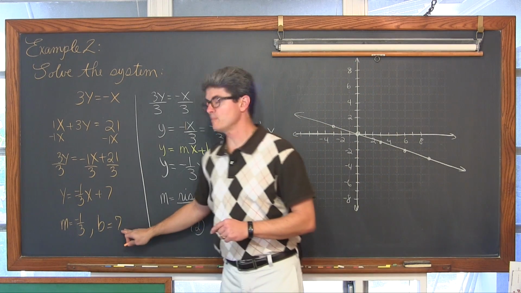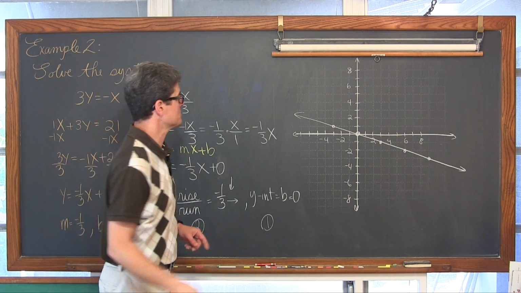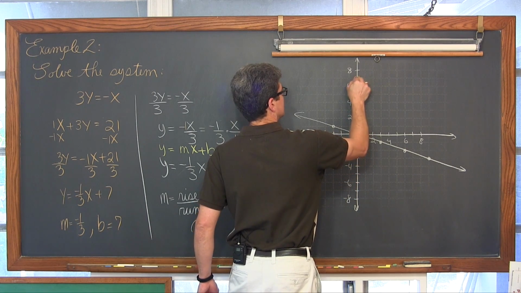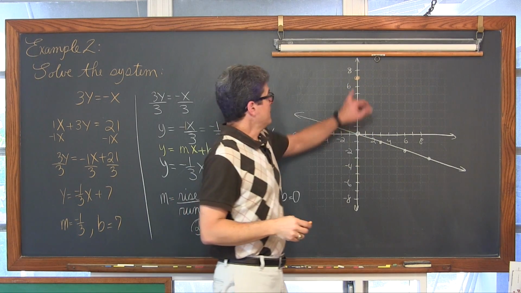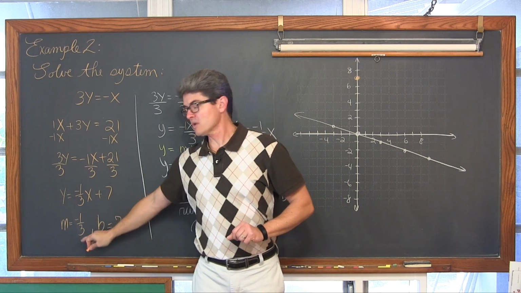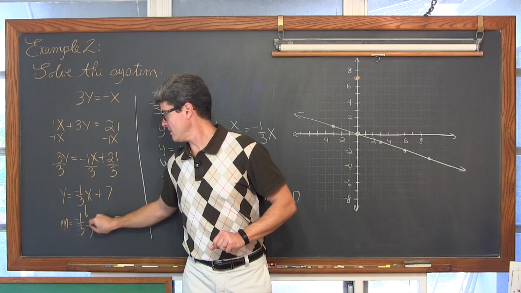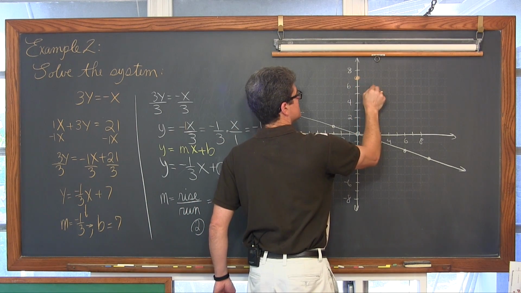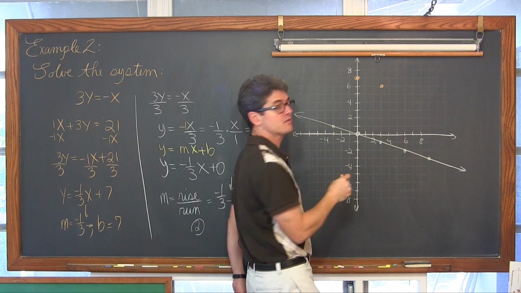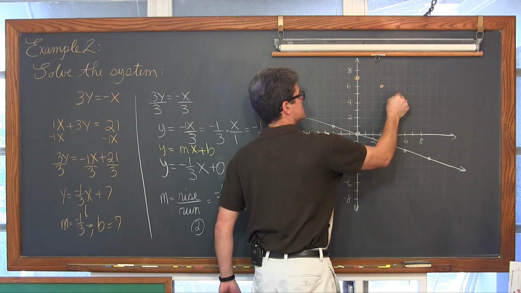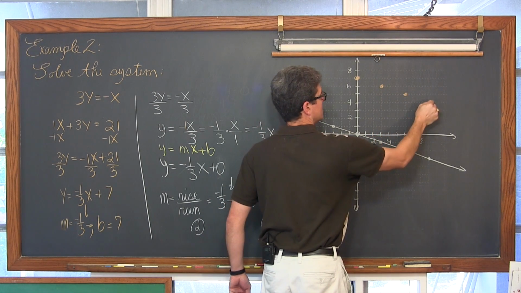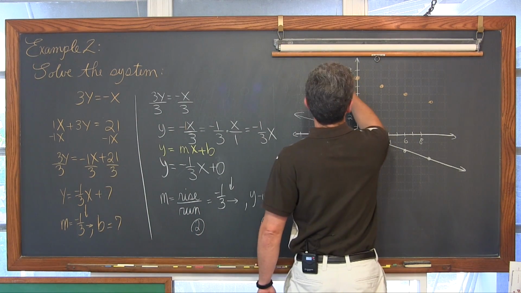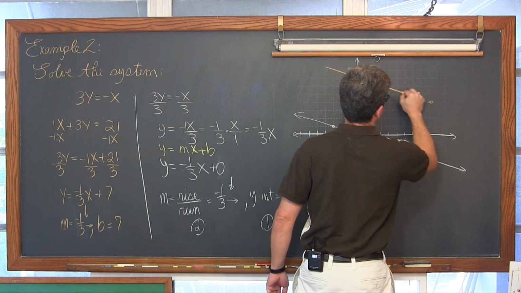And remembering to plot that y-intercept of 7 first, or any y-intercept first, 1, 2, 3, 4, 5, 6, 7. And from that y-intercept, we're going to do what the slope says, which is go down and to the right. So down 1, over 3. Down 1, over 3. And as many times as you'd like to make sure you're getting enough points to give yourself a straight line.